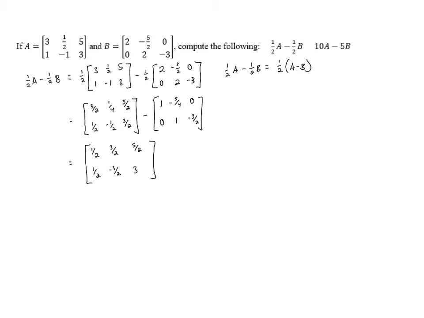So first we need to find the difference, A minus B, and to do that we just need to subtract each of the terms pair by pair. We actually already did this in the first problem of this section, so we're just going to do it very quickly again. 3 minus 2 gives us 1. 1/2 minus -5/2 is 6/2, which is 3. 5 minus 0 is 5. 1 minus 0 is 1. -1 minus 2 is -3. And 3 minus -3 is the same as 3 plus 3, which is 6.